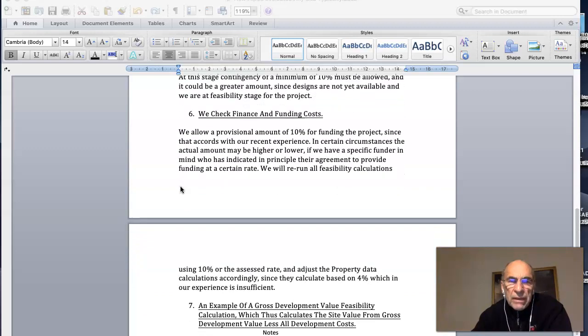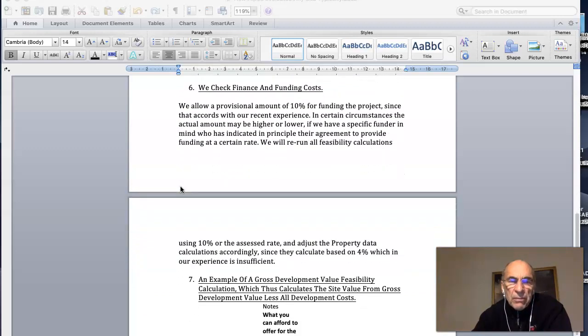We check finance and funding costs. We allow a provisional amount of 10% for funding the project, since that accords with our recent experience. In certain circumstances, the actual amount may be higher or lower. If we have a specific funder in mind who has indicated in principle their agreement to provide funding at a certain rate, we can home in on that. But until we have that, we would use a rule of thumb of 10%.